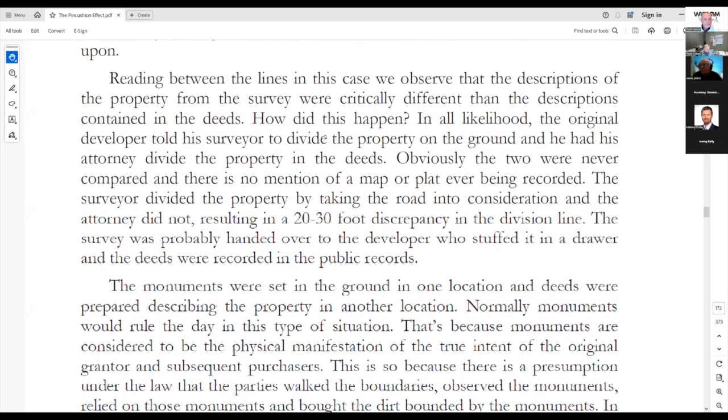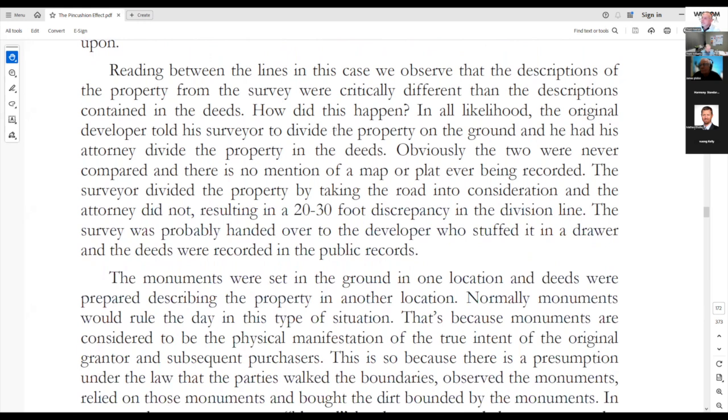Reading between the lines, in this case, we observed that the descriptions of the property from the survey were critically different than the descriptions contained in the deeds. How did this happen? In all likelihood, the original developer told his surveyor to divide the property on the ground, and he had his attorney divide the property in the deeds. Obviously, the two were never compared, and there's no mention of a map or plat ever being recorded. The surveyor divided the property by taking the road into consideration, and the attorney did not, resulting in a 20 to 30 foot discrepancy in the division line.